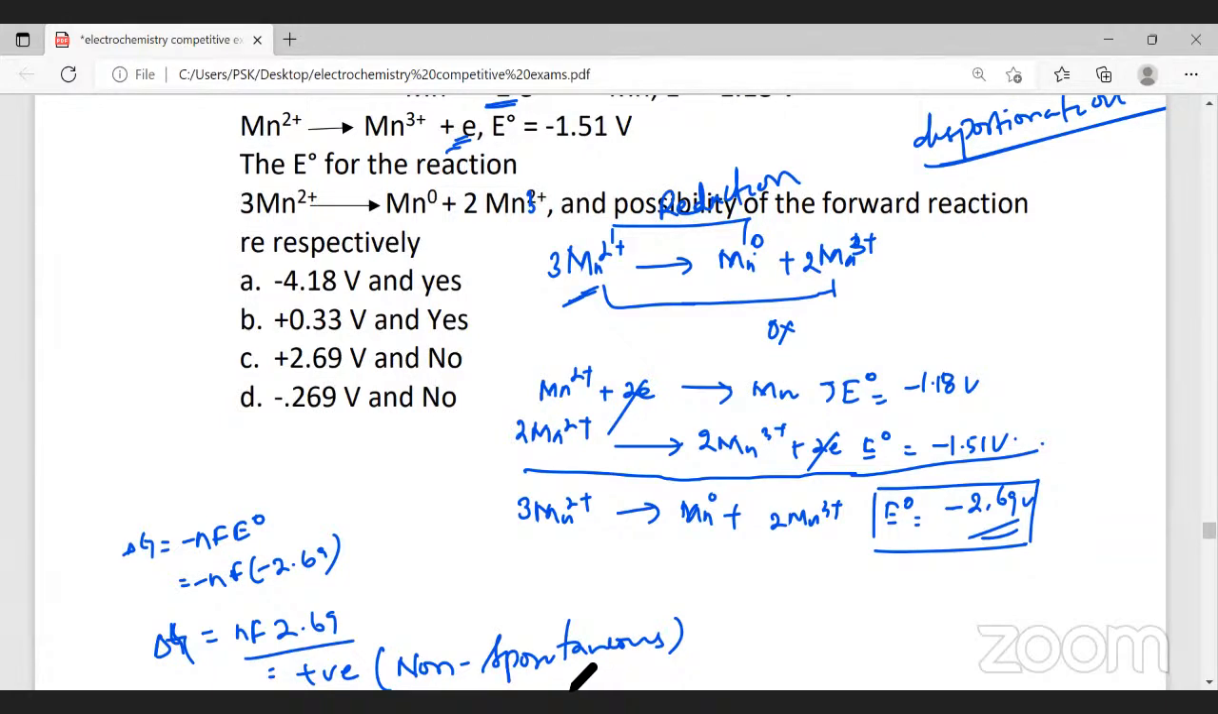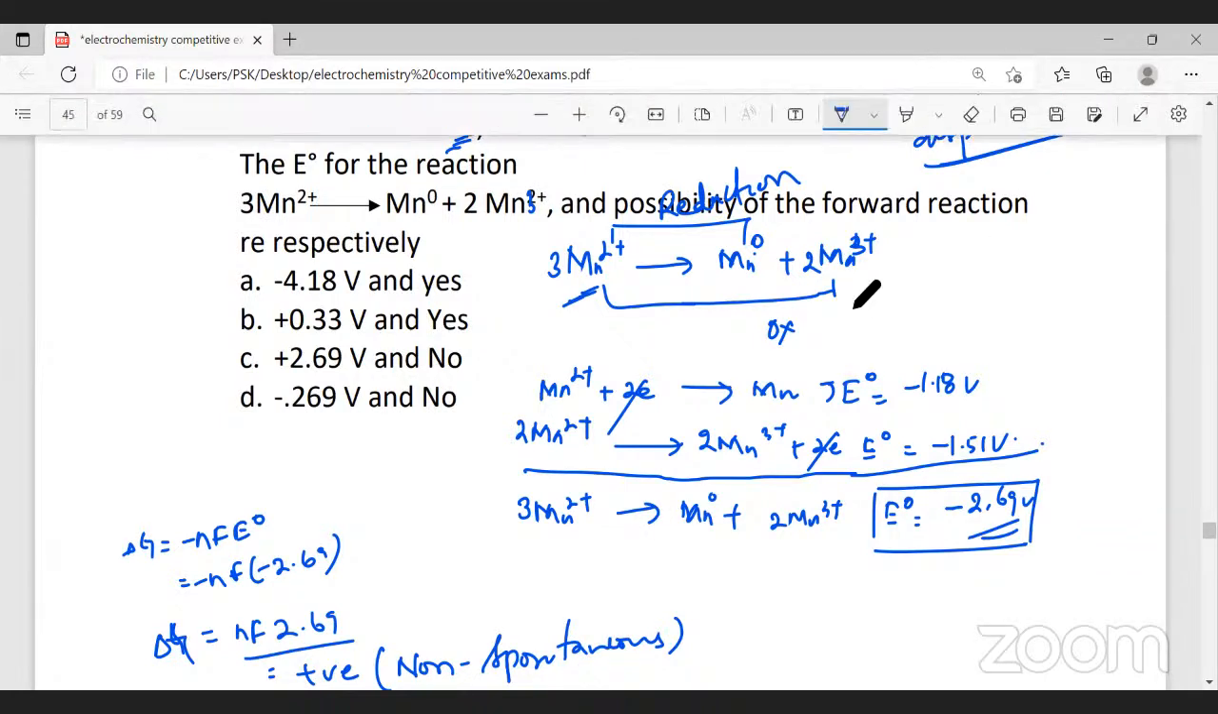When we say it is a non-spontaneous reaction, the reaction will not proceed forward by itself, so we need to supply some kind of energy. So the forward reaction is not possible because it's non-spontaneous. If delta G is negative, then the forward reaction will be possible. In this case, delta G is positive. Hence, the answer for this question is option D, 0.269 volt, and the reaction is not possible.